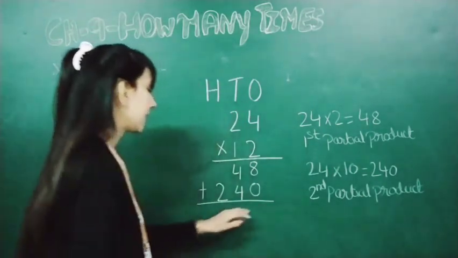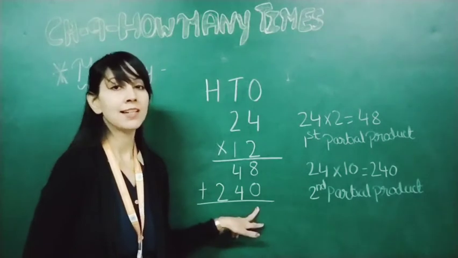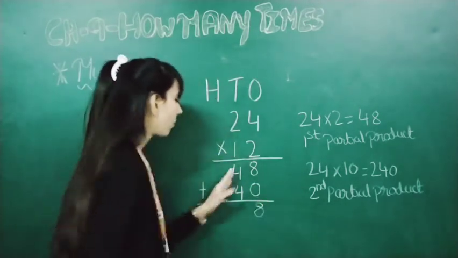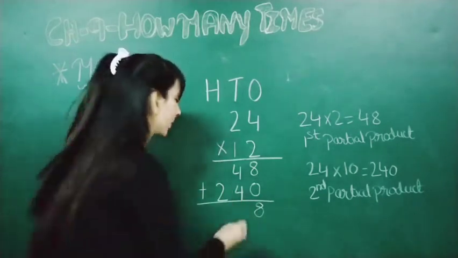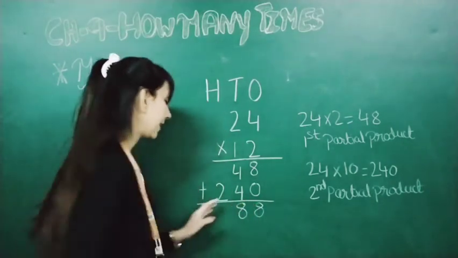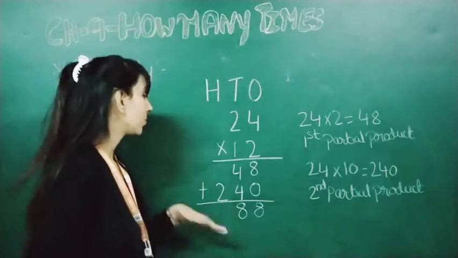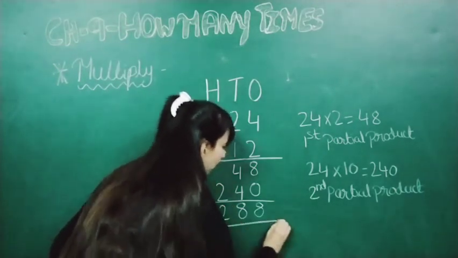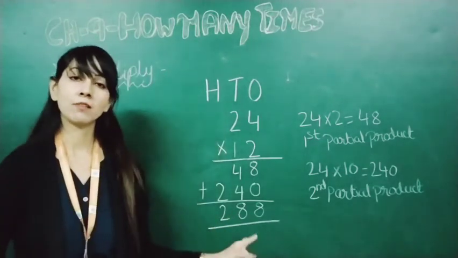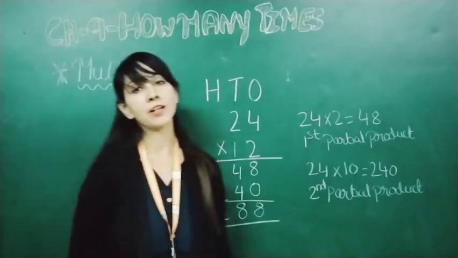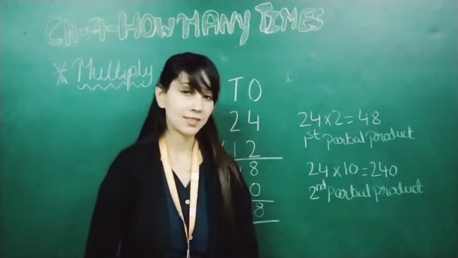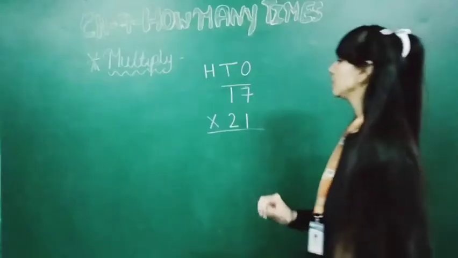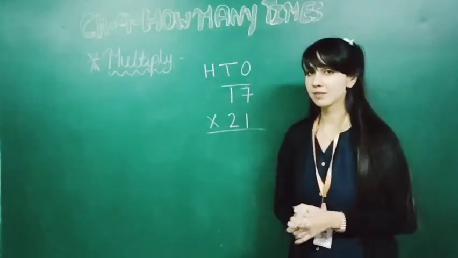So here 0 is written in the ones place, which means here 8 will come only. Then 4 plus 4 is 8. So here we will write 8, and here 2 will come only because no other number is there. So here we will write 2. So our actual product is 288. Like this you have to do. Understood students?